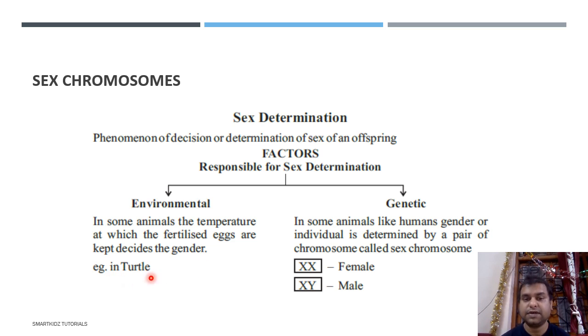So you see, there is a difference in what determines whether the organism is going to be a male or a female. With respect to humans, there is a genetic predisposition. The genes are involved. They decide whether the fetus or the baby will be a boy or a girl.